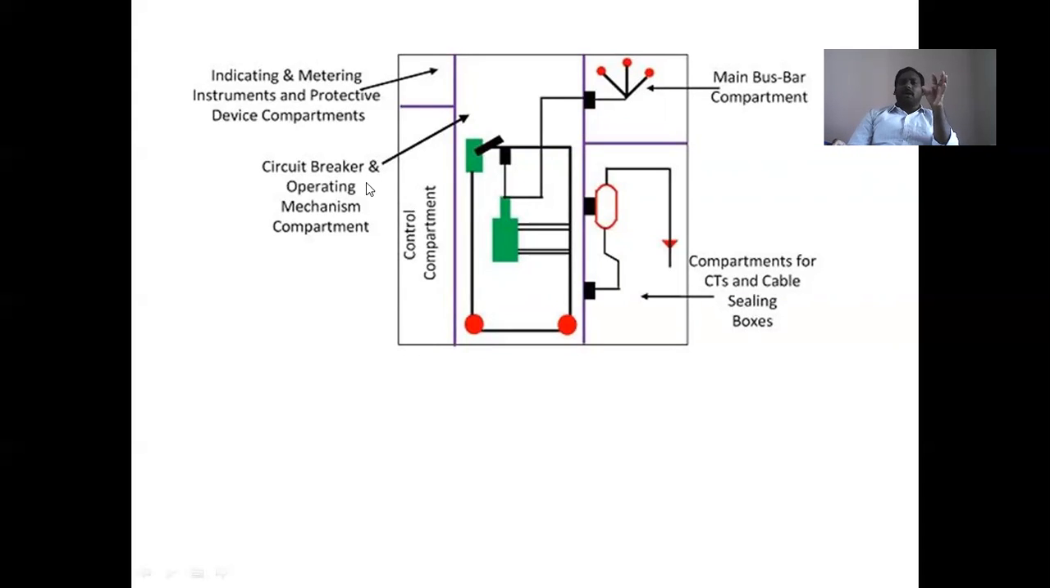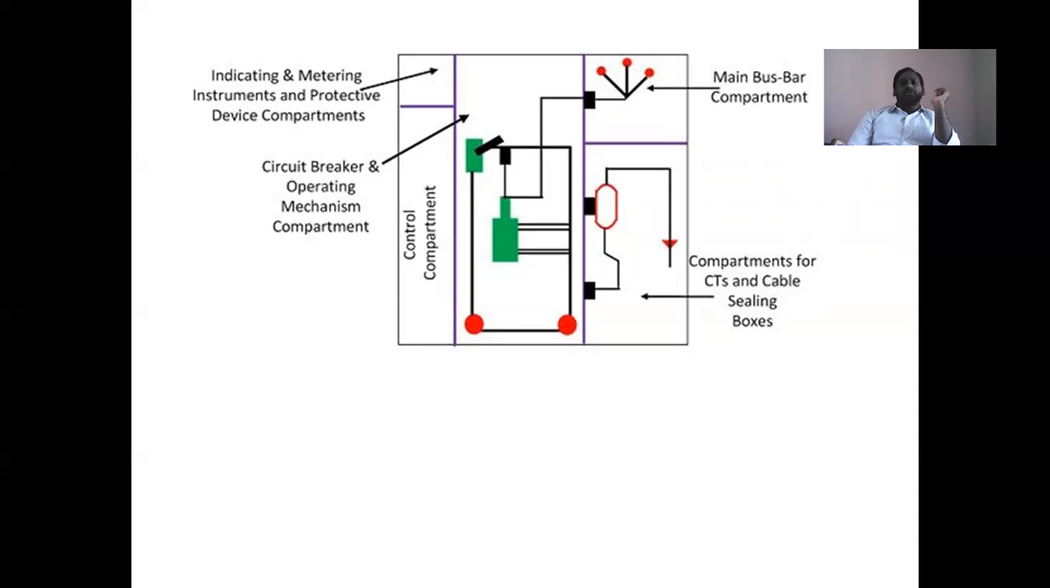Next, the circuit breaker and operating mechanism compartment. A circuit breaker means a load switch. It is a protective equipment during load condition. Keep it in mind. Then the main bus bar compartments and compartments for CTs and cable sealing boxes. CTs are current transformers, along with potential transformers. These are called instrument transformers. These are the equipments used in the substation, and those functionalities are observed in the block diagram or layout of the substation.